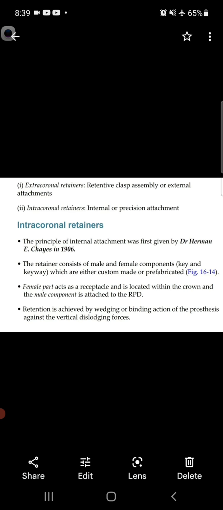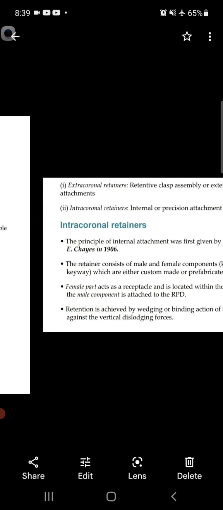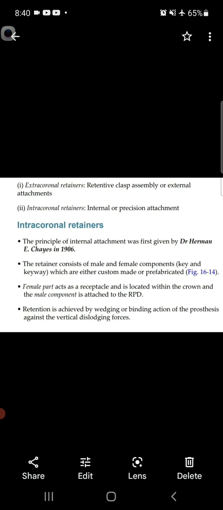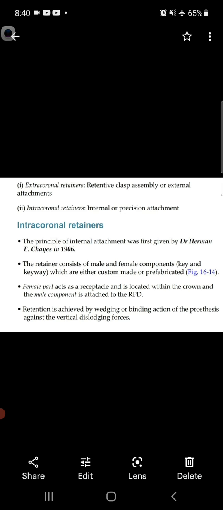Now, the retainer consists of male and female components, key and keyway, which are either custom made or prefabricated. Prefabricated ones are already prepared, and custom made ones we prepare in the lab. The female part acts as a receptacle and is located within the crown because it is the receptor. It receives the key within the crown, and the male component is attached to the RPD. Retention is achieved by wedging or binding action of the processes against vertical dislodging forces.